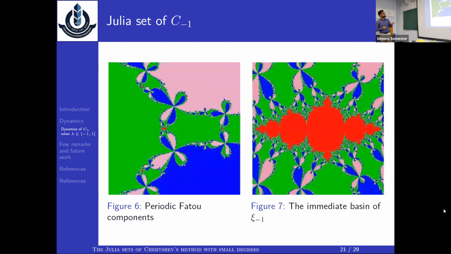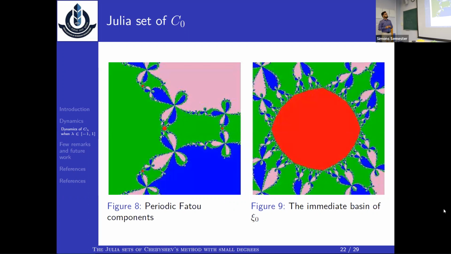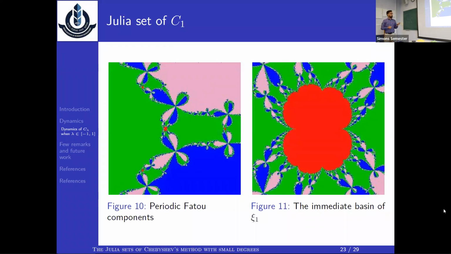So these are the figures. We have taken the parabolic extraneous fixed point, lambda equal to -1. The right hand side is a picture of the immediate basin of xi of -1. The second picture is for lambda equal to 0, and the third picture is for lambda equal to 1. Here xi lambda is a multiple fixed point.